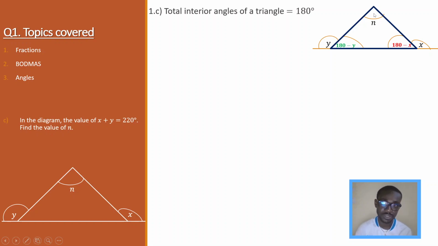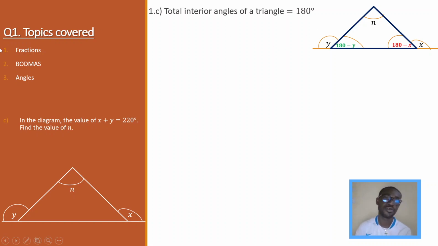So the angle here, which is n, plus the angle that we have gotten here, 180 minus y, then this angle here, 180 minus x. When we add these three angles together, it has to give us 180. That is what we mean by total interior angles. Interior means inside. So total interior angles of a triangle is equal to 180 degrees.